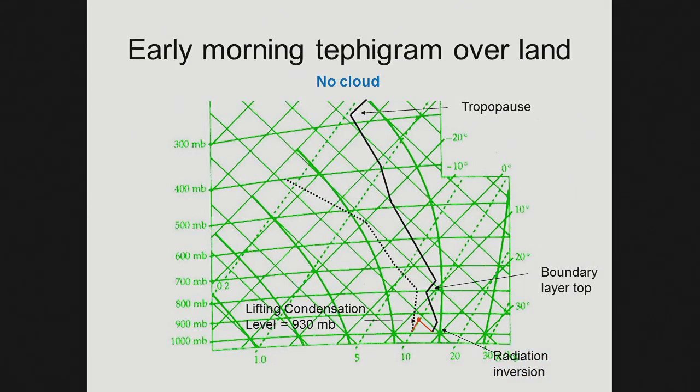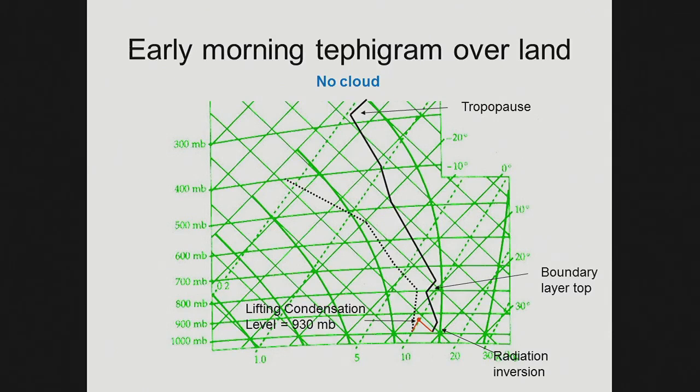So here we have an early morning tephigram over land. There's no cloud in this example, a hypothetical example. And we start off, what have we got? We have an inversion. So this is the temperature, and it basically has this little nose in it. This we would call a radiation inversion. Radiation refers to the emission of infrared radiation from the land surface overnight. So this is early morning, over land, no cloud.